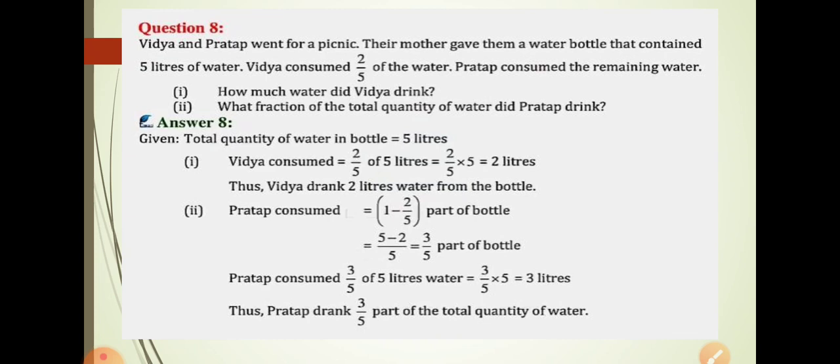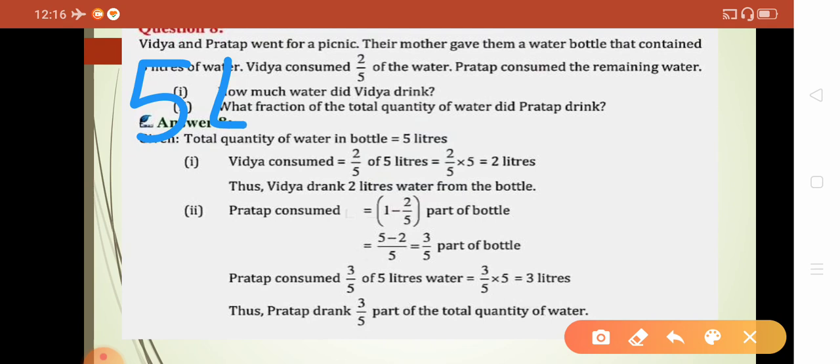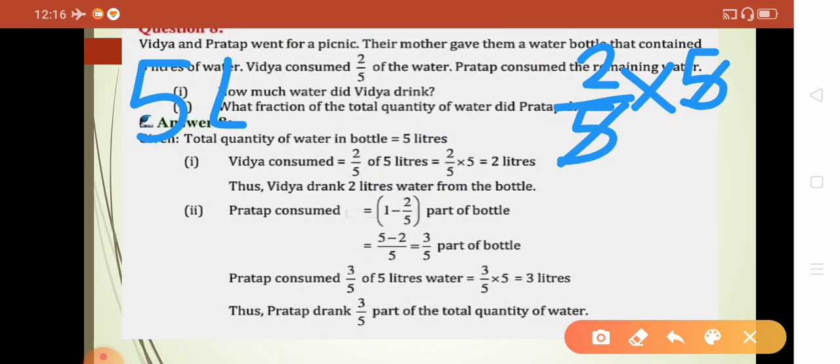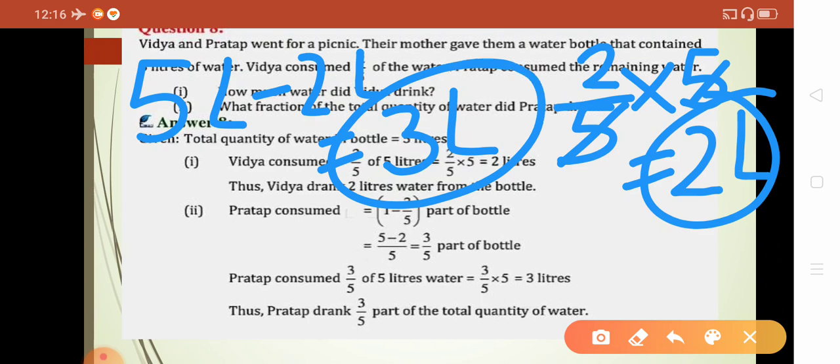The last question is: Vidya and Pratap went for a picnic. Their mother gave them a water bottle that contains 5 liters of water. That means total water you have is 5 liters. Vidya consumed 2 by 5 of the water. That means 2 by 5 of 5 liters. So 5 by 5 cancel. That means total water consumed by Vidya is 2 liters. So Pratap consumed the remaining water. So how much remaining water? 5 minus 2, that is 3 liters. That means Vidya consumed 2 liters and Pratap consumed 3 liters.